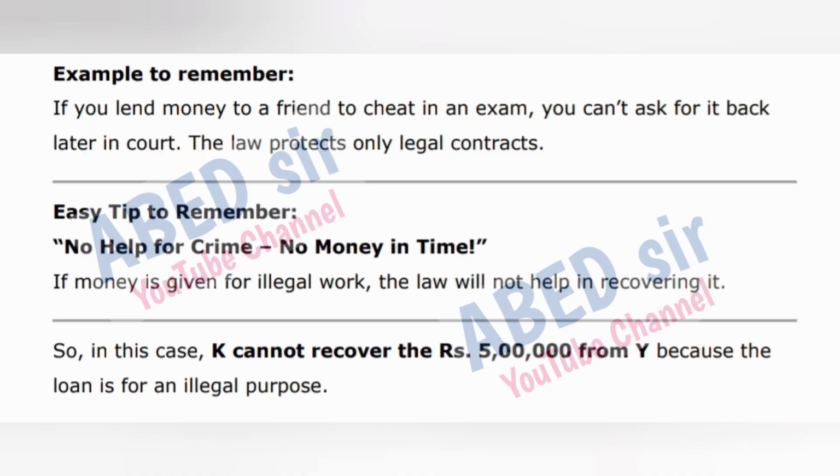Easy tip to remember. No help for crime, no money in time. If money is given for illegal work, the law will not help in recovering it. So, in this case, K cannot recover the 5 lakhs rupees from Y because the loan is for an illegal purpose.